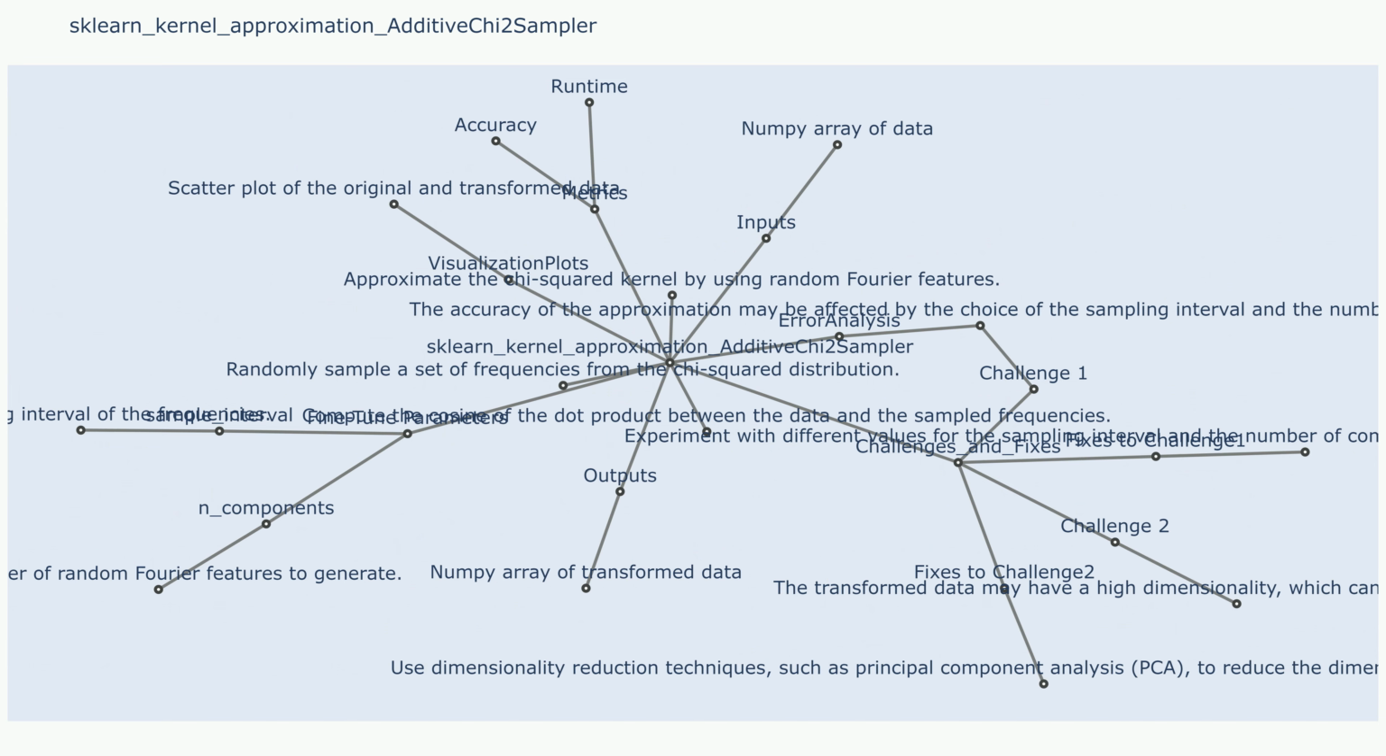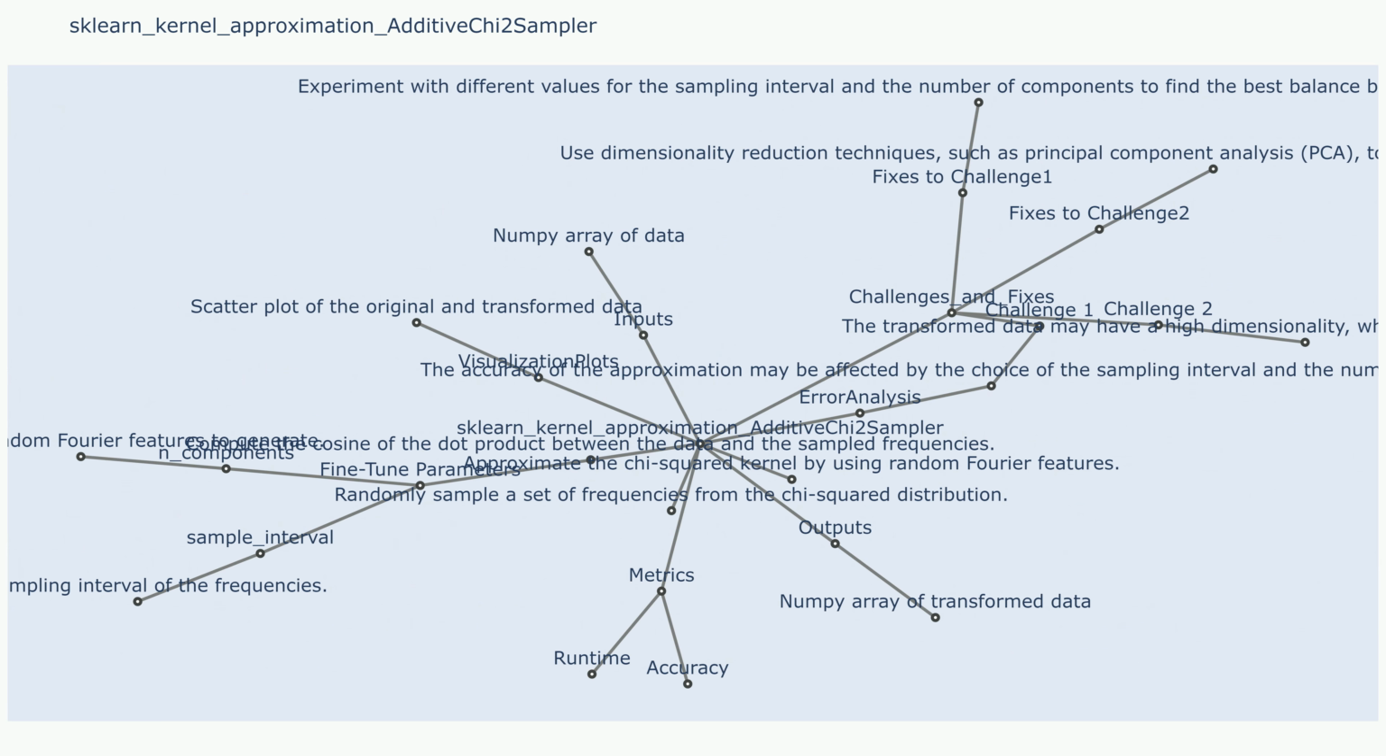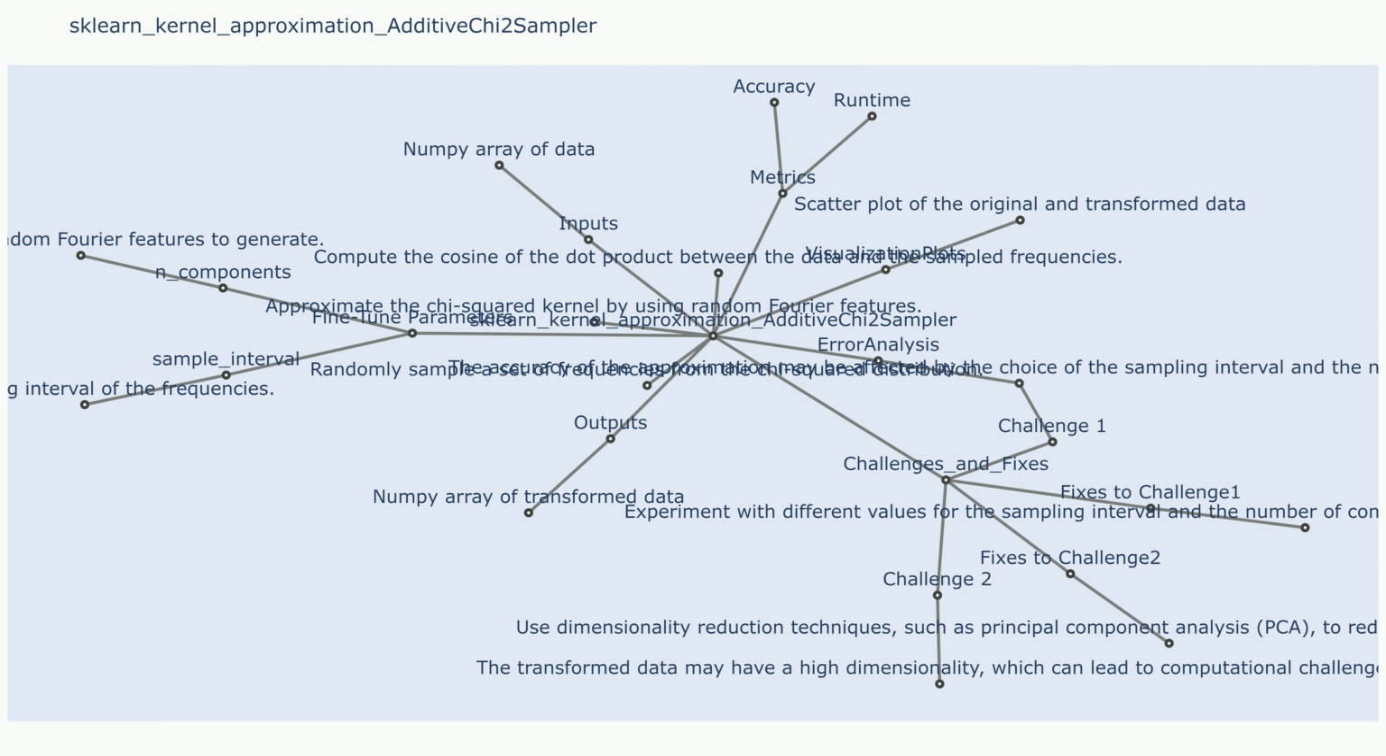Metrics. Accuracy measures the closeness of the approximation to the original chi-squared kernel. Runtime measures the time taken to transform the input data. Visualization plots: scatter plot of the original data and the transformed data to visualize the mapping induced by the approximation. Histogram of the random Fourier features to visualize their distribution.